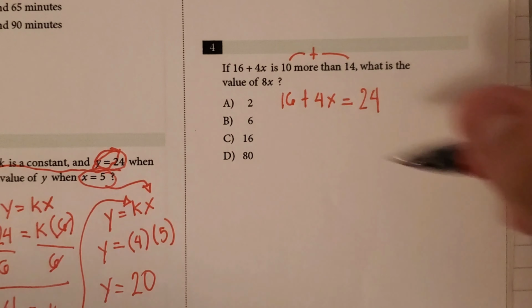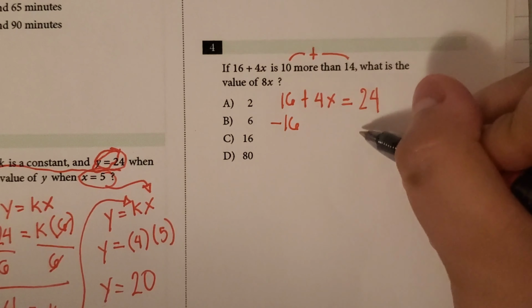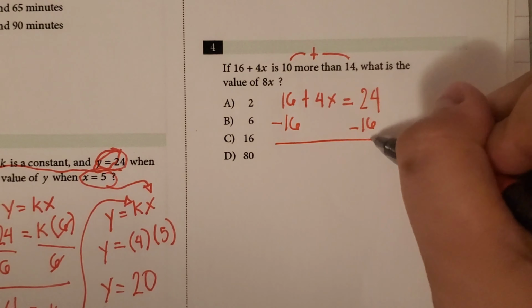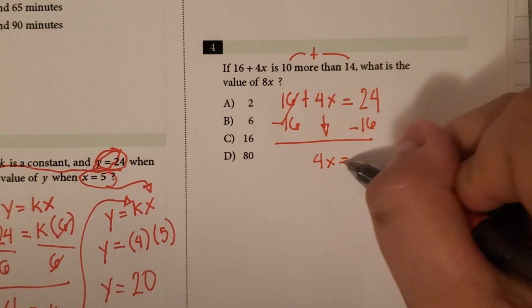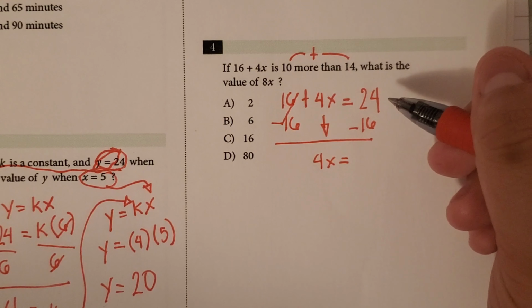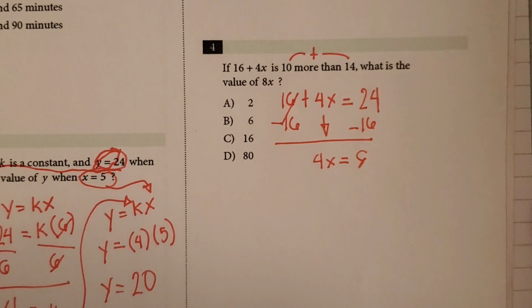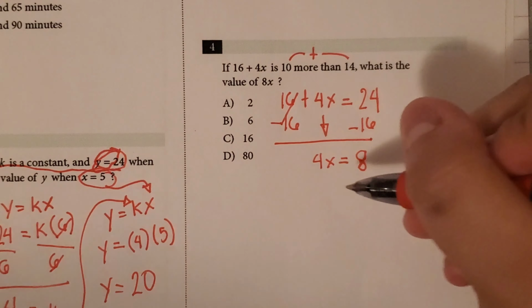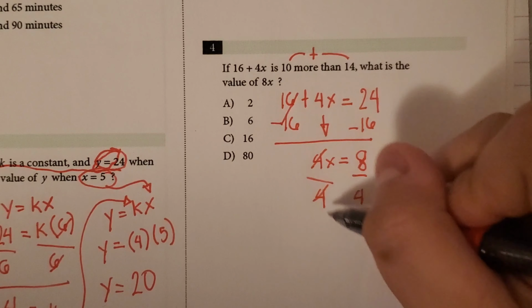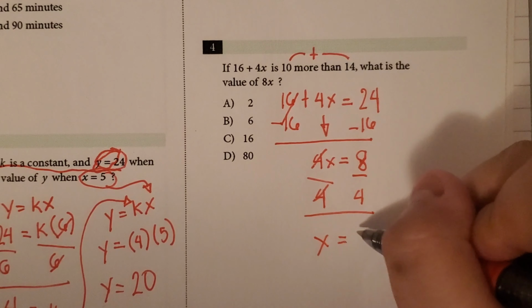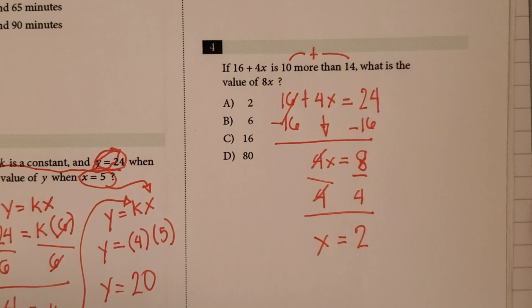And we're going to eliminate 16 by subtracting it on both sides. Just bring this down for 4x. And subtract 16 from 24. And that's going to give us 8. And then just do a simple division. x is equal to 2, but that's not it.